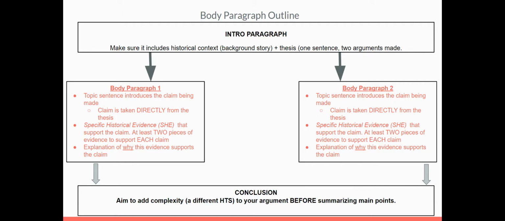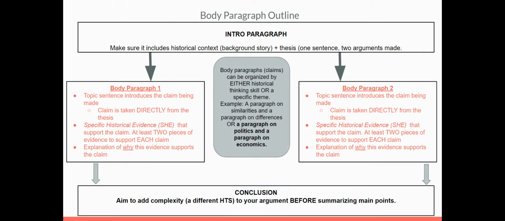And your conclusion, this is where you aim to add the complexity point. You throw in a different historical thinking skill to your argument before you summarize your main points. And honestly, your concluding paragraph could be 3 sentences. 2 would be the unicorn point, that complex analysis, adding that long-term impact that resulted directly from a change. And then you restate your thesis. And then you call it a day.